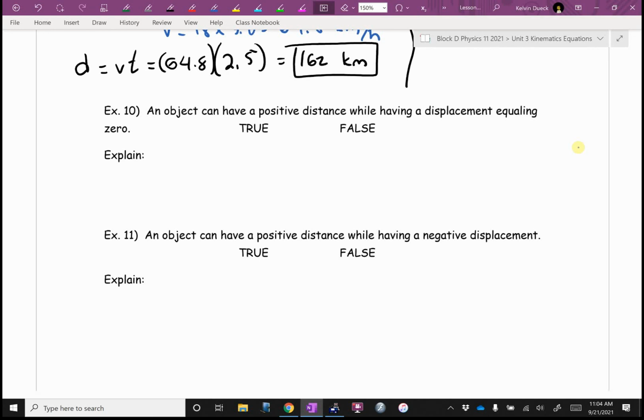Okay, so here's the question again. True or false? An object can have a positive distance while having a displacement equaling 0. Who says that's totally true, absolutely true? Who says it's false, it's totally false?